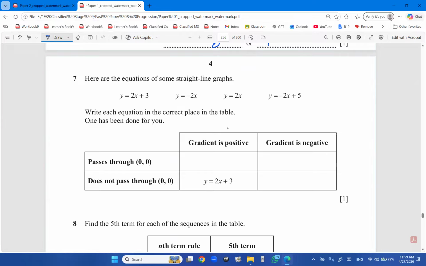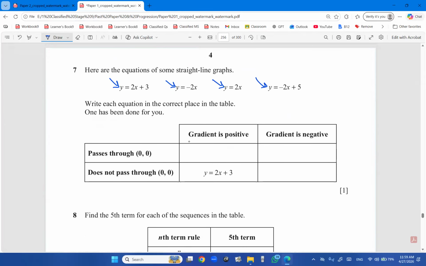Here are the equations of some straight line graphs. To talk about the gradient and the y-intercept, you must make sure that y is the subject. Done. Y is the subject already. So you need to find here a positive gradient and y-intercept is 0. Here, positive gradient, but positive y-intercept as well. It does not go through 0, 0. So that's why they wrote it here.